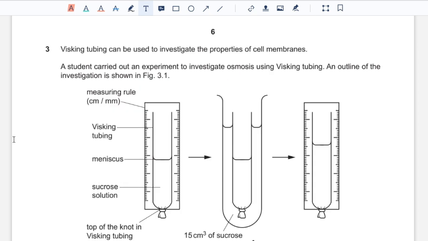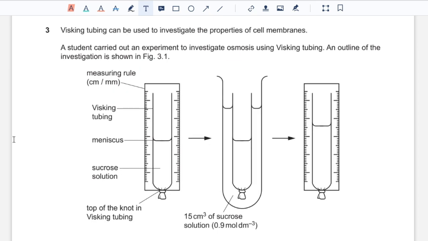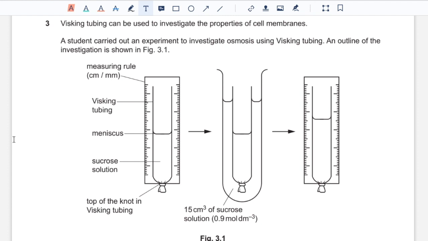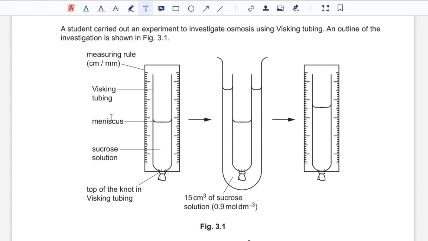3. Visking tubing can be used to investigate the properties of cell membranes. A student carried out an experiment to investigate osmosis using Visking tubing. An outline of the investigation is shown in figure 3.1, where first you've got this Visking tubing measured against a measuring rule, and it's the meniscus which is used to measure the amount of sucrose solution present inside the Visking tubing, and there's a knot in the Visking tubing as well.